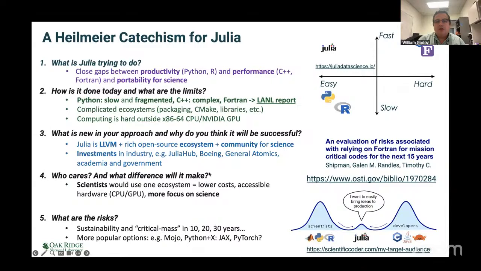So how is it done today? That's the other question, right? Python, a lot of complaints, is slow, fragmented. They're making advances, right? They're removing the global interpreter. They're moving in that direction of, okay, people need performance, right, in Python. And also combined with C++ or Fortran.